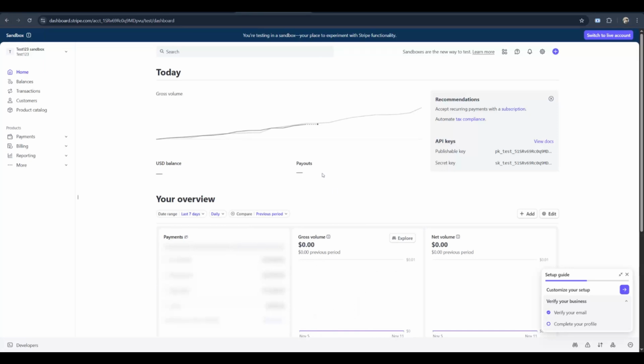A lot of people get confused by Stripe's pricing. You hear no monthly fee but also hear about transaction fees. So, what's the real deal? In this video, I'll break it down for you in simple terms.